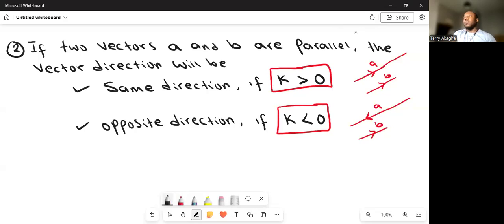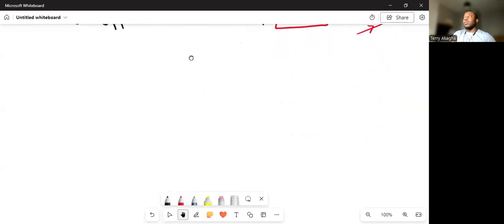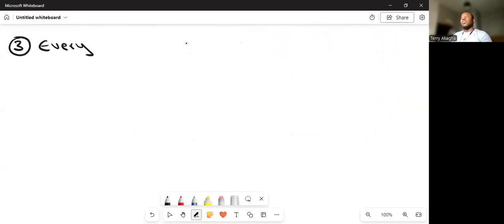So let's go to number three. The third property is that every vector is always parallel to itself. So every vector A is parallel to itself.